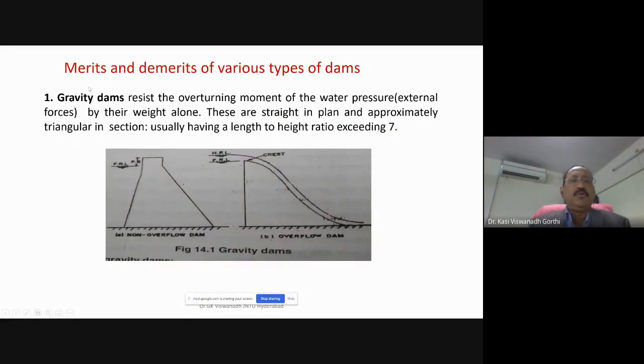Now we see about the advantages and the disadvantages of various types of dams. How to select a particular type of dam. We need to understand which dam is advantageous and in what category it is advantageous, etc. Merits and demerits of various types of dams. Gravity dam. So this will resist the overturning moment of water pressure by the self weight itself. I told you a lot of weight will be there for a gravity dam to resist all the forces which are coming. So this is the non-overflow portion of a gravity dam and the overflow portion of a gravity dam.